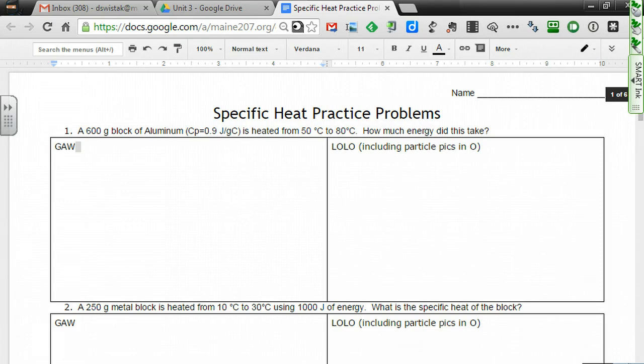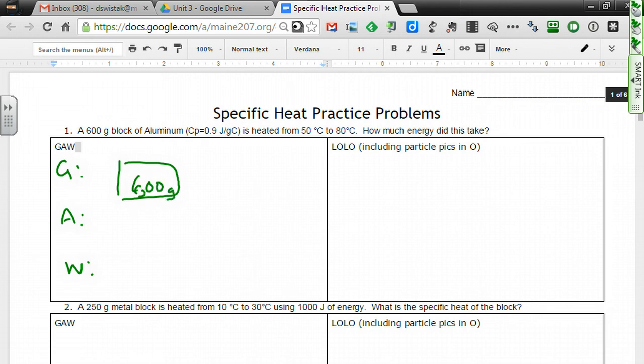I know some of you got through problem number 1 in class, but not all of my classes did. So I just want to discuss this one. Remember that GAW stands for given answer work. If I read through this problem, it says a 600 gram block of aluminum. So I'm going to draw a block that is 600 grams. That is part of the givens.